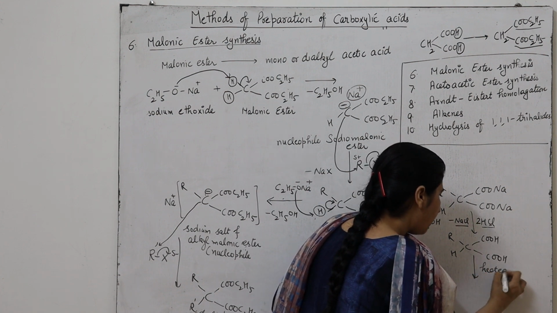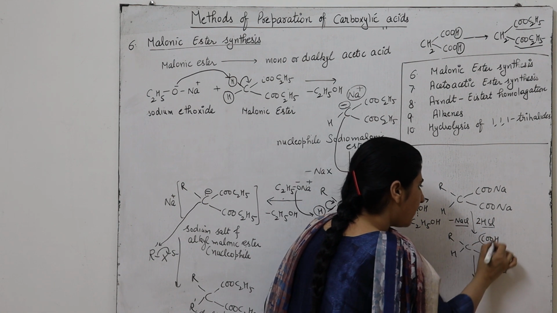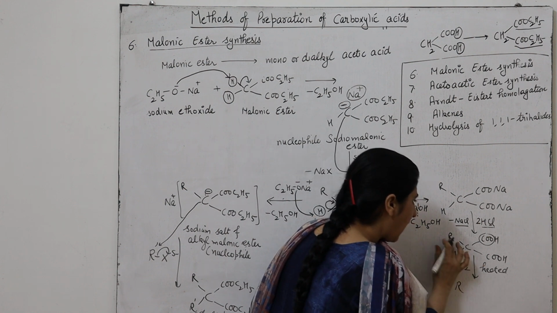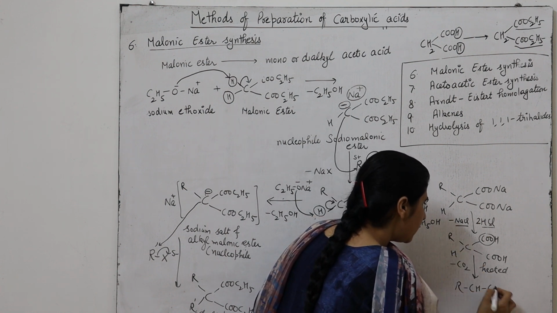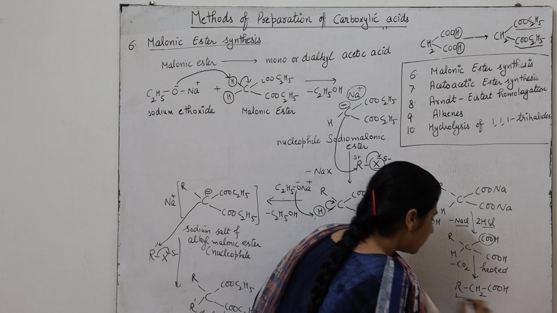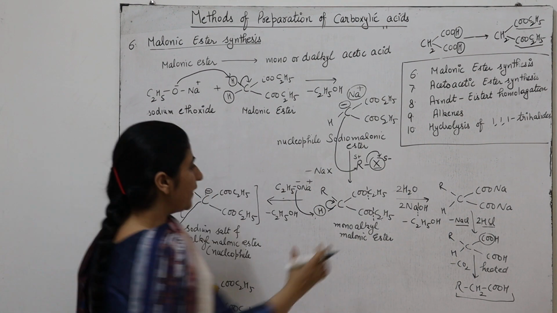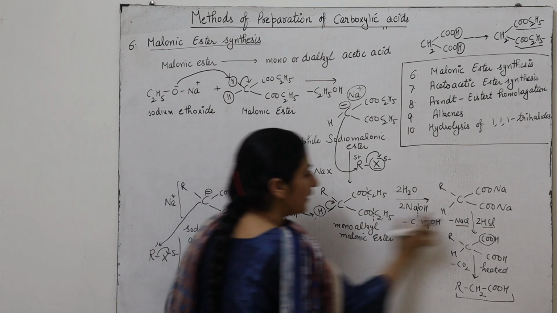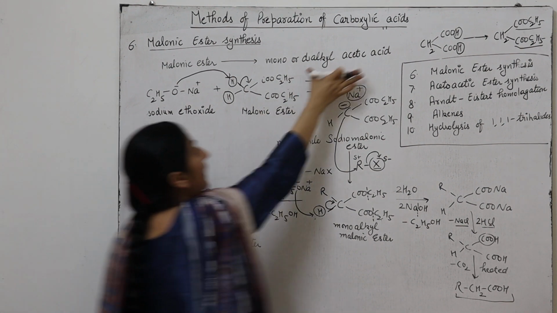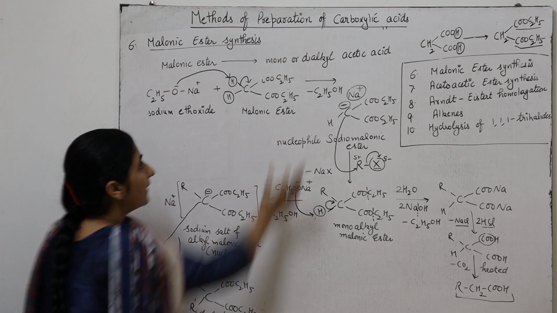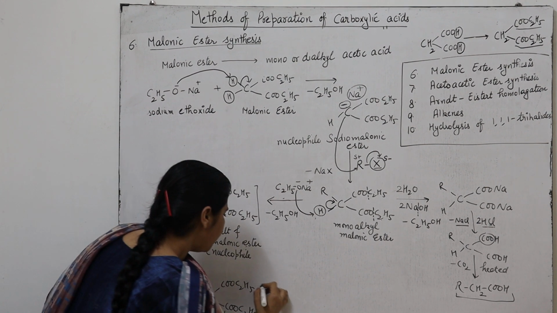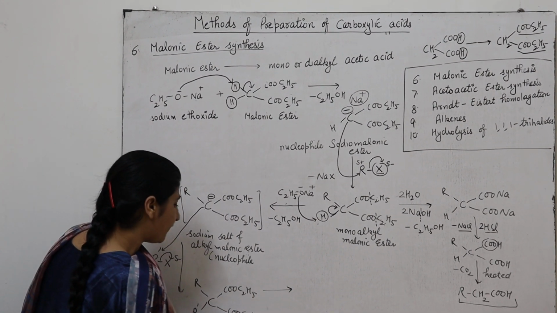On heating above its melting point, there is a loss of carbon dioxide. So after the loss of carbon dioxide we get R CH2 COOH. So this is a monoalkyl acetic acid. We get a monoalkyl malonic acid converted into a monoalkyl acetic acid. We can also prepare the dialkyl acetic acid from the dialkyl malonic acid.